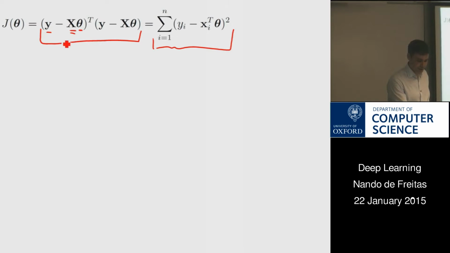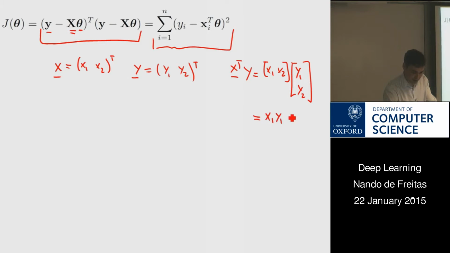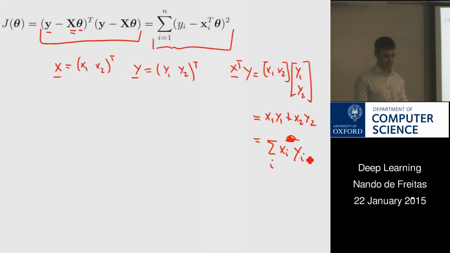And so to see that this is true, well, if you have a vector x that has entries x1 and x2, and a vector that has entries y1 and y2, then you know that x transpose y, actually let me transpose these, so x transpose y is just x1, x2 times y1, y2, and that's just equal to x1 y1 plus x2 y2, and that's equal to the sum over i of xi yi.